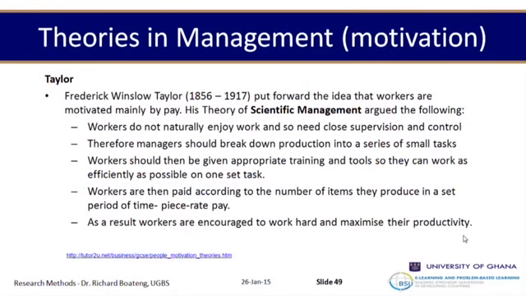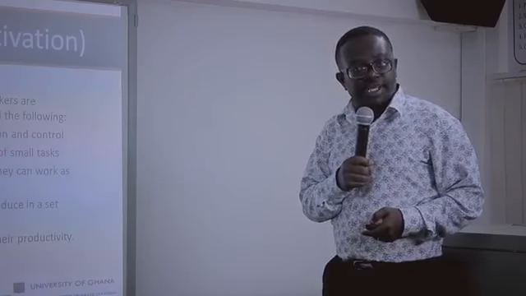Among theories in management, most of the popular ones are Maslow's, the theories of motivation. Taylorism talks about how managers should break down production into a series of small tasks so that people can enjoy what they do and be given some sense of relevance in what they do. Taylor put forward the idea that workers are motivated mainly by pay. So how does it inform how you do your job design?